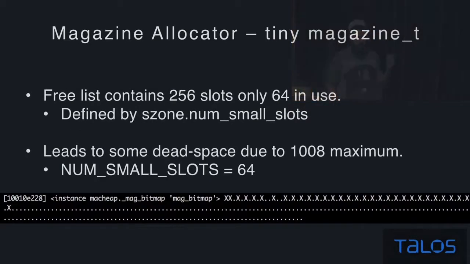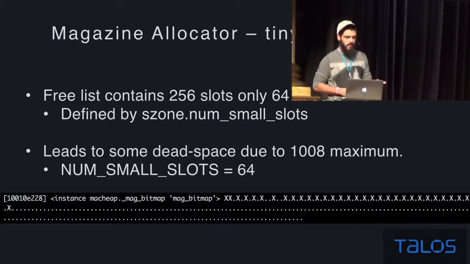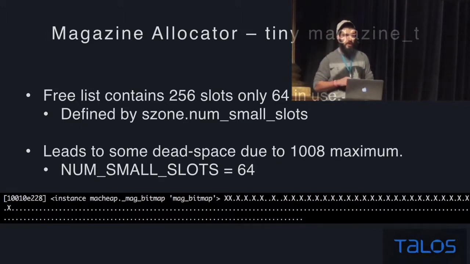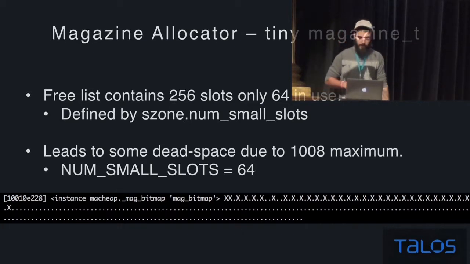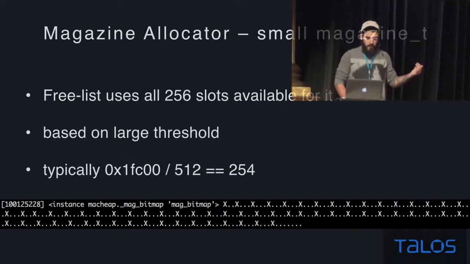All right, so here's a look at the bitmap for a tiny region, and notice it's full, but it's only full for 64 slots. That's a hard-coded number, and as far as I can tell, I'm not 100% sure why it's hard-coded to that. I think it has something to do with the fact that this malloc implementation is also used on the iPhone, and for whatever reason, this is a performance enhancement on the iPhone. This is a small region, so notice it's 256 slots, and it uses all 256 slots.